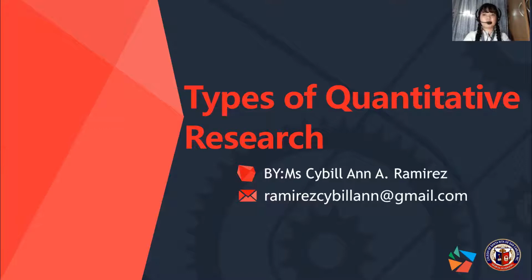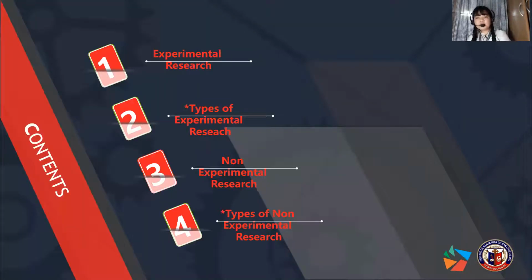We will be talking about types of quantitative research, which is under lesson 3 and 4 of your module 1. Under the types of quantitative research, we are going to discuss two types: the experimental and the non-experimental research. Under experimental research, you have different types of experimental research, and under non-experimental research, you also have different types of non-experimental research.